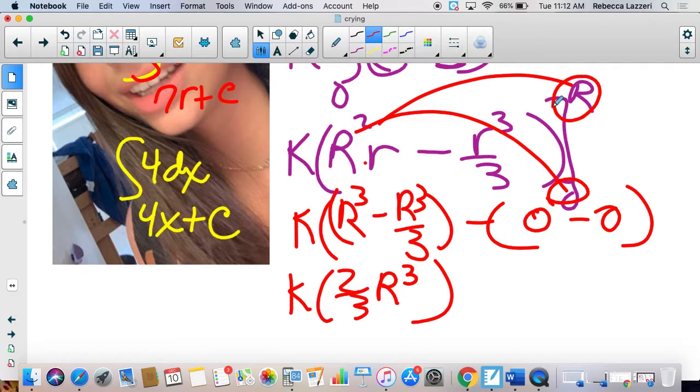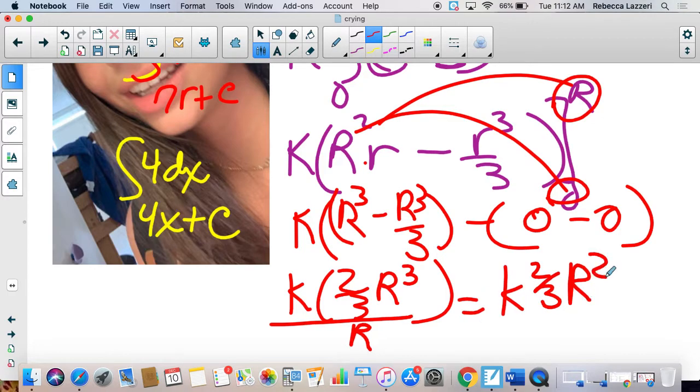Like, imagine if I'm going from 0 to 8. Wouldn't I then divide by 8? Yes. If I'm going from 1 to 8, I would divide by 7 to get the average. So then I'm going to divide all of this for the average by R, which gives me K times 2/3 R squared would be the average rate of flow. I'm sorry, the average, yeah, we're back to rate.